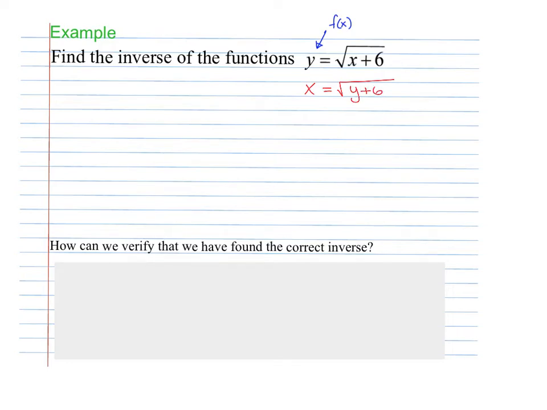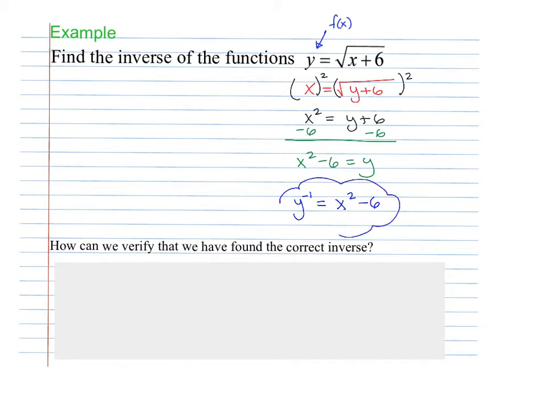y. So first thing, we're going to get rid of the square root by squaring both sides, because that's the property that undoes each other. So now we have x squared equals y plus 6. We subtract 6 from both sides, and we have x squared minus 6 is equal to y. So that means our inverse function, y inverse, is equal to x squared minus 6. And this would be our solution.